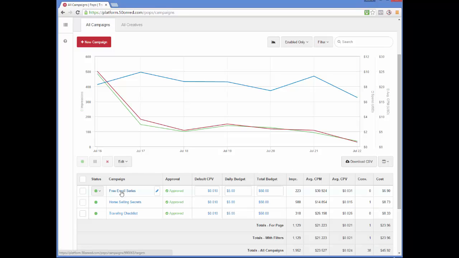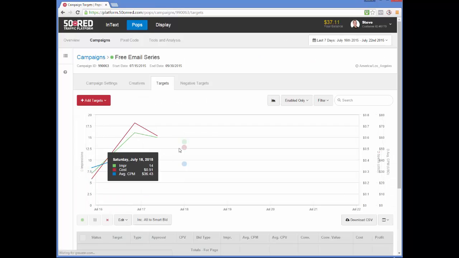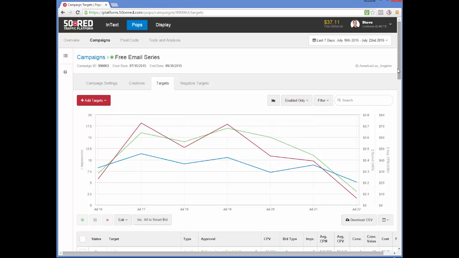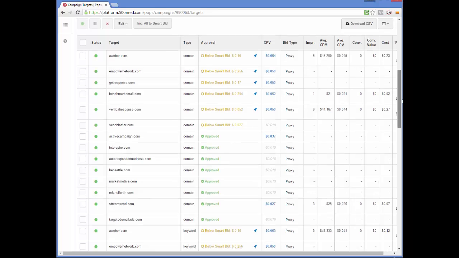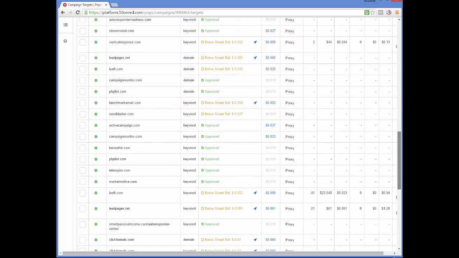As we go in and look at our first campaign, the free email series, this graph here is only for this campaign. So we can see over the course of the week how it's changed, how our green, the impressions, were up some days, our cost, how it varied, and also the cost per 1,000 impressions. So let's scroll down a little bit here, and this is all of our target URLs, of course.